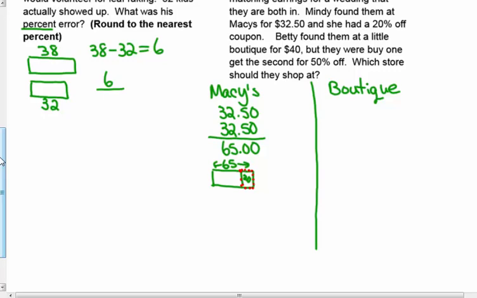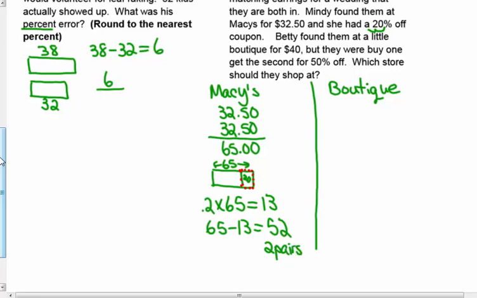So if I take 20% and change it to a decimal, I get 2/10 times the $65 that the 2 earrings would cost, and that's a savings of $13. Her discount, her 20% off is $13. So 65 minus 13 would mean that Mindy would buy them for $52. That's 2 pairs of earrings.